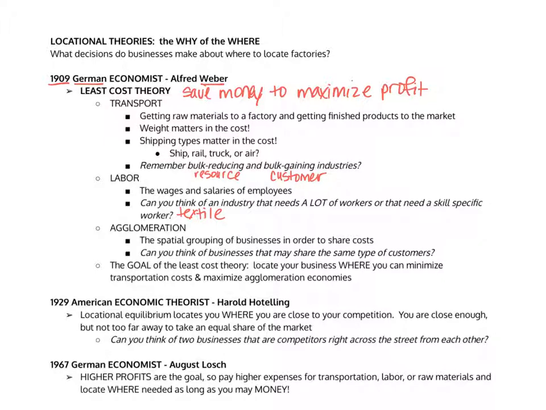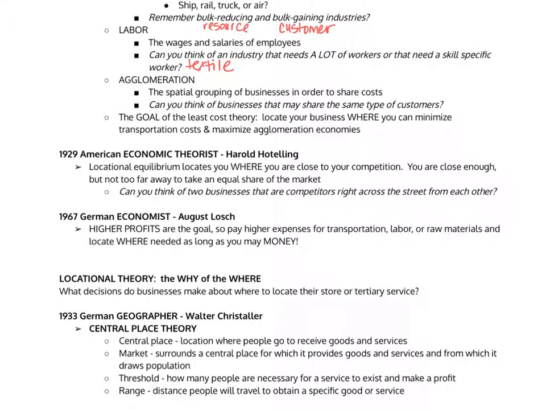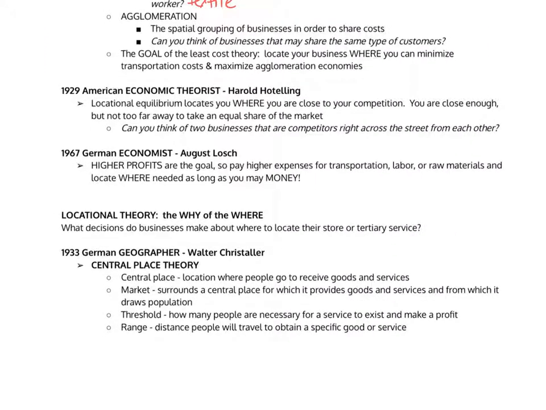So Weber, he's all about saving money to maximize the profit. I want to make the most money. Where can I cut costs? Then you've got this other guy. His name is Hotelling. That's how you say that, Hotelling. He's 1929, and he's actually American. So in 1929, we've just finished what war?